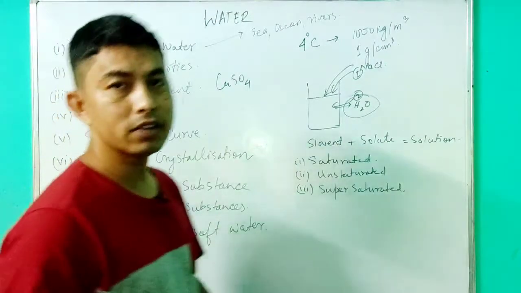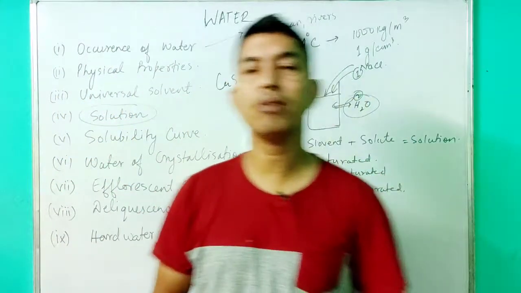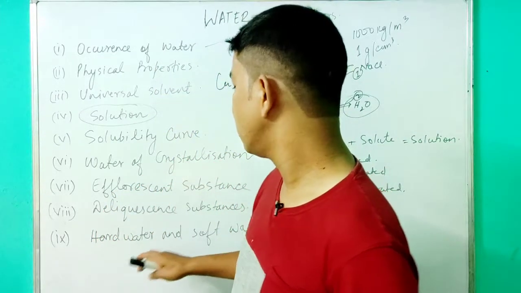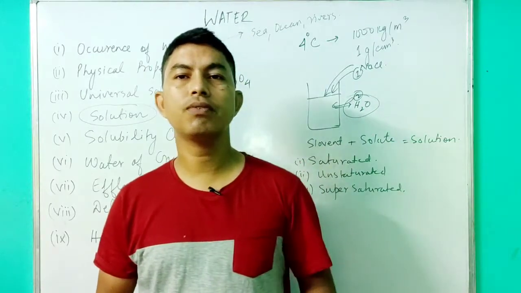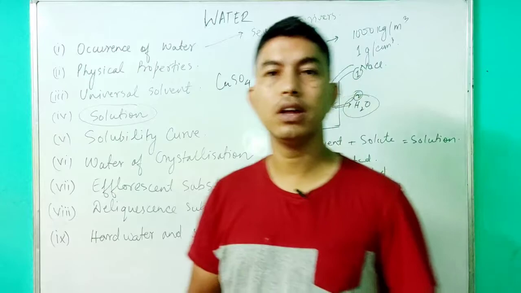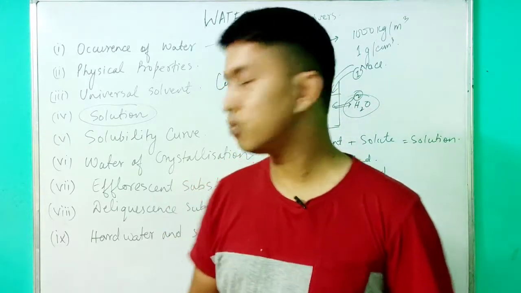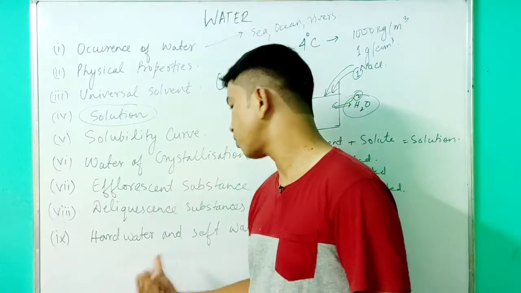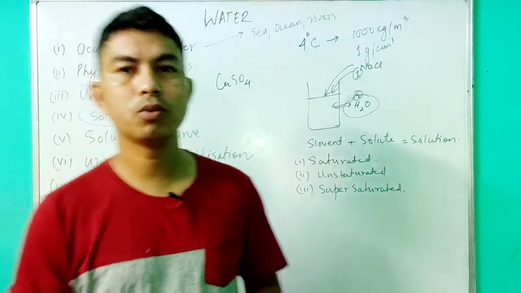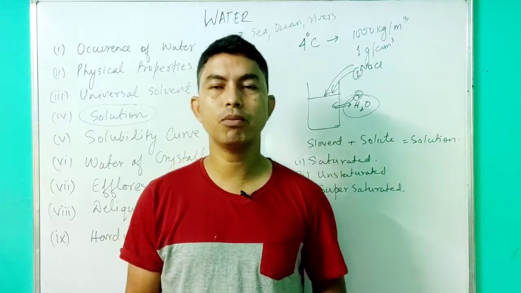Now finally we have the last topic, hard water and soft water, which you have been learning from your junior classes. Hard water is simply the one which does not form a lather with soap, and soft water is the one which forms a lather with soap. There are various ways to convert hard water into soft water, and there are also advantages and disadvantages of both hard water and soft water, which are given in detail in your book.